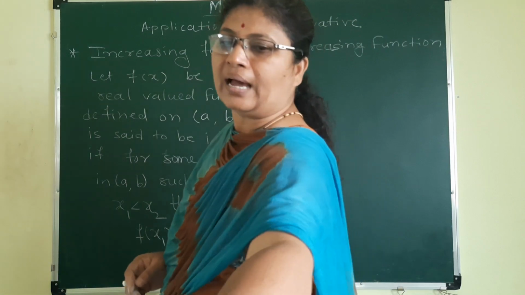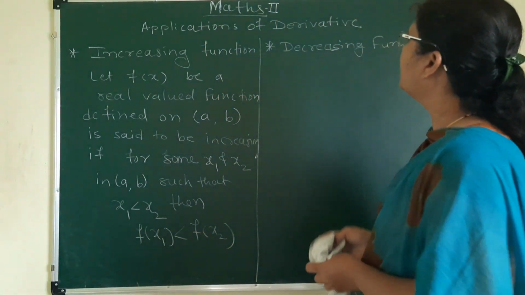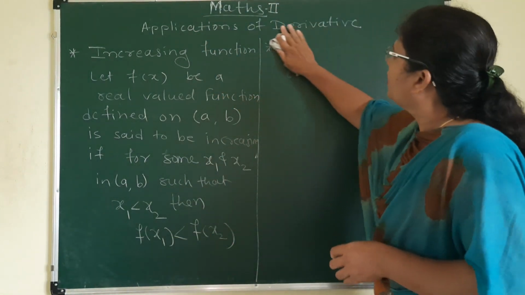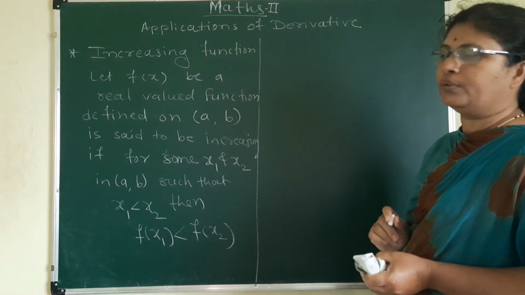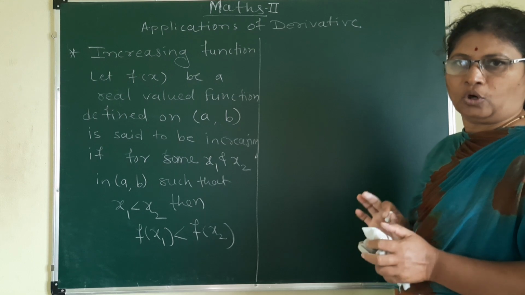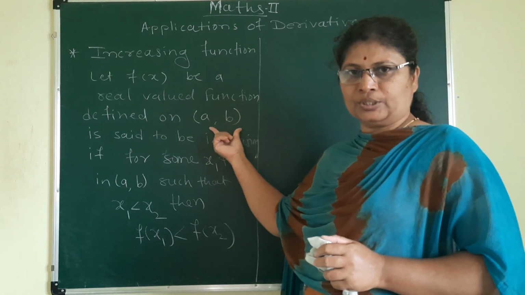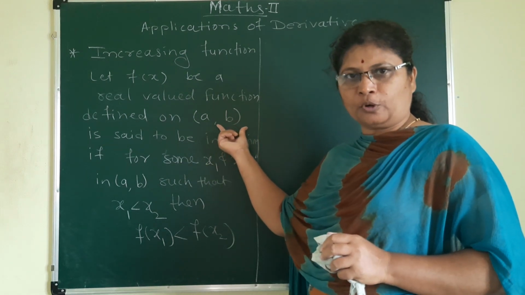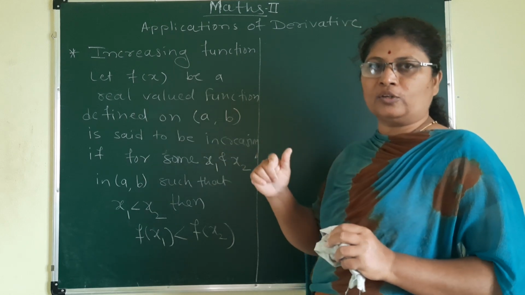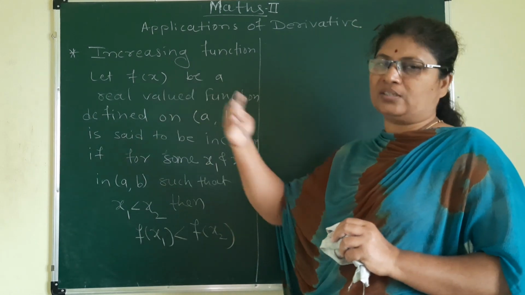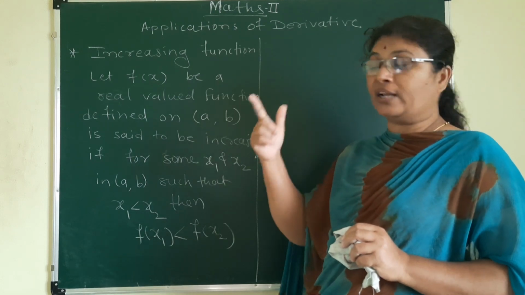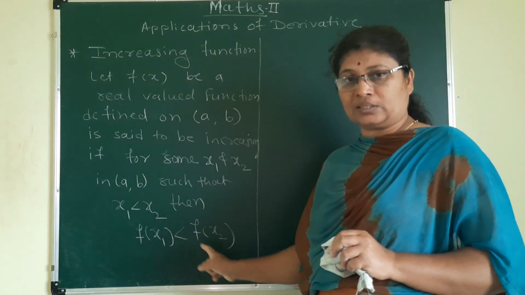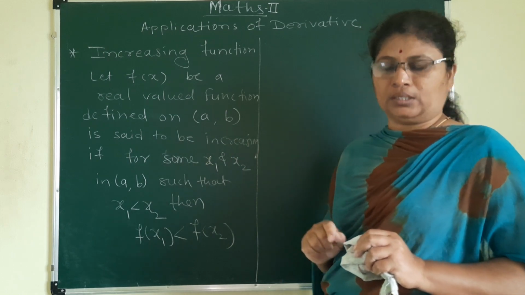Means as I increase the value of the variable, the value of that function will also get increased. Got it? This is the domain of this function. Consider any two values from this domain such that the first value is less than the next value, or the next value is greater than the first value. Then if for those values the value of the function is like this, that function will be an increasing function.